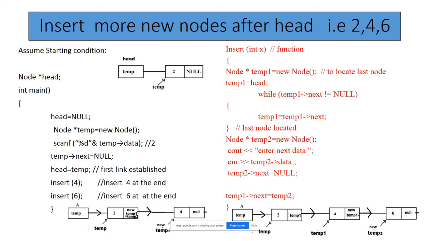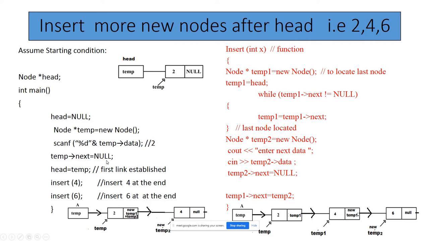Now if you want to insert more and more nodes after the head, let's say this is the head which is pointing to the temp. You want to put in, let's say, 2 here, then again 4, then 6, like that. The code looks like that. You can see that the head you have created earlier is equal to null, and after that you will create a temporary node called new node. You will receive a data from the user, 2.